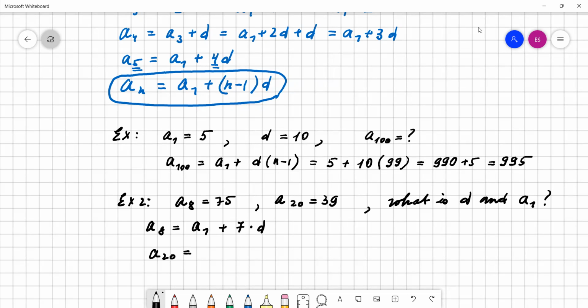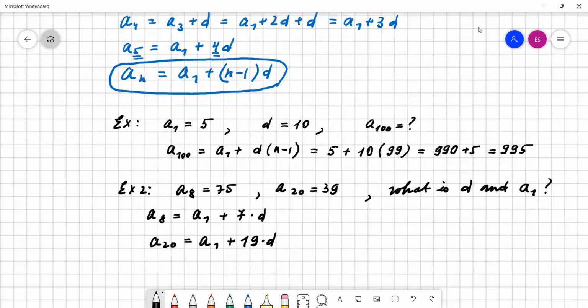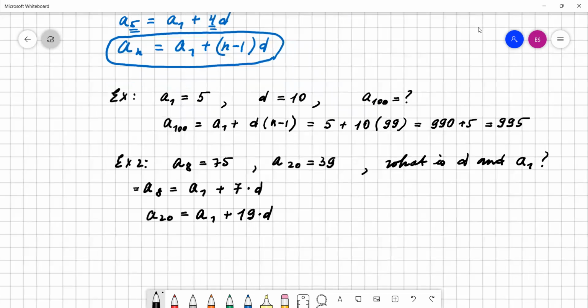A20 is going to be A1 plus 19D, right? But we do know these two numbers. Let's plug them in. So it's 75 here, and it's 39 here. What do we get, guys? We get two equations with two variables, A1 and D. We know how to solve them.